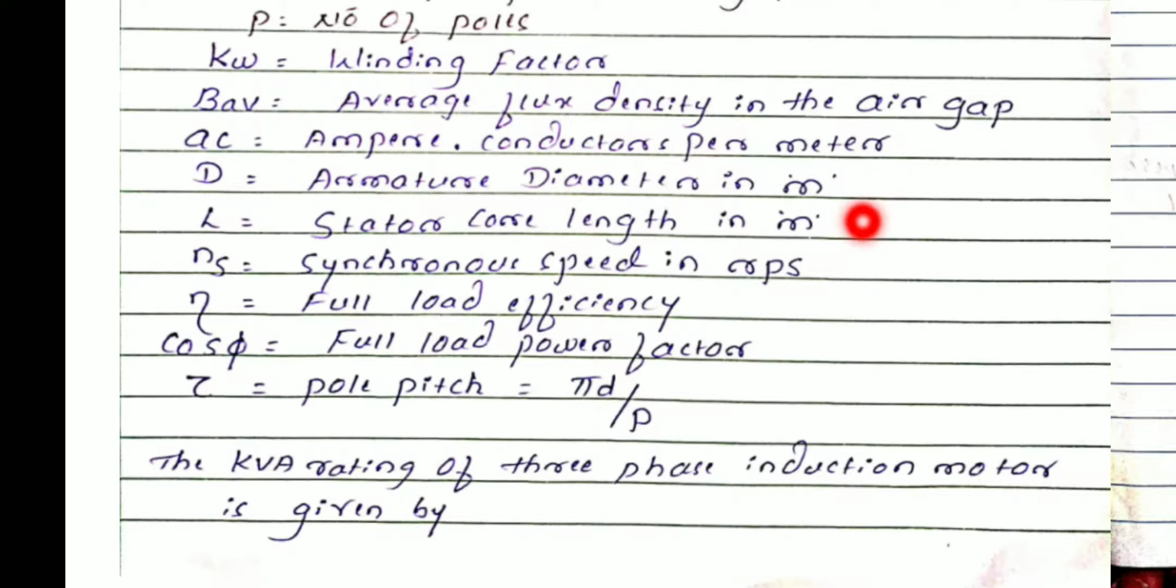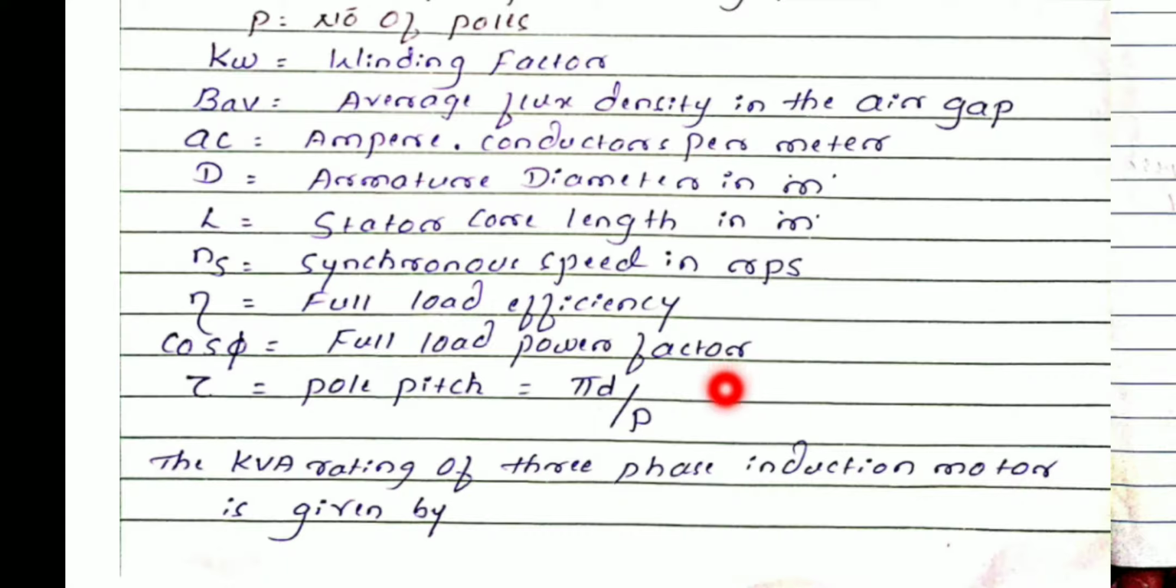and L is the stator core length, and NS is the synchronous speed in RPS. Don't get confused. Capital NS means synchronous speed in RPM, and small ns is synchronous speed in RPS, revolutions per second. And eta is the full load efficiency, and cos phi is the full load power factor. Then finally one more, tau, the pole pitch.